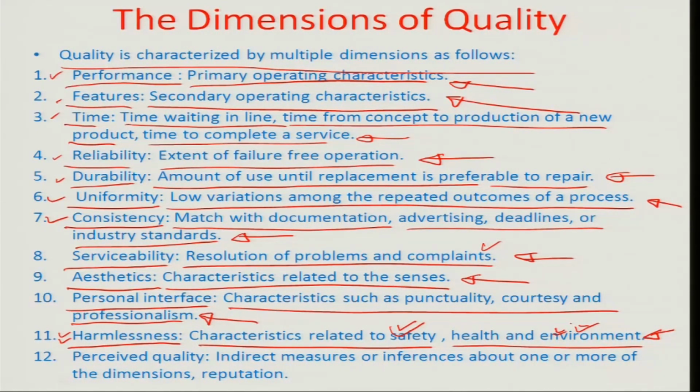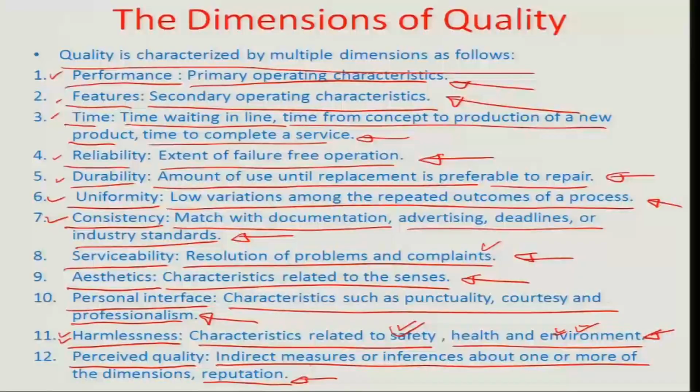Obviously, perceived quality is again a very important factor, which is actually an indirect measure or inference about one or more of the dimensions, and then the overall reputation of the business. If I am well known to produce a high quality product, then the perceived quality, just by looking at that particular brand, will be that yes, it is good. So that is also a dimension of quality which needs to be promoted at the design stage itself. So these are the various, I would say, 1 to 12 dimensions of quality which are important for ensuring that there is a quality system in place within an organization for the process or even for the product design.